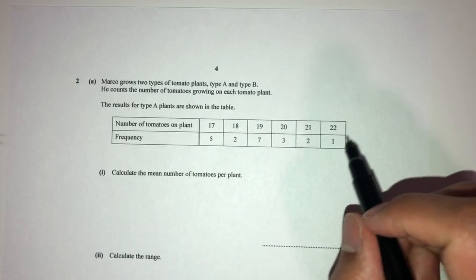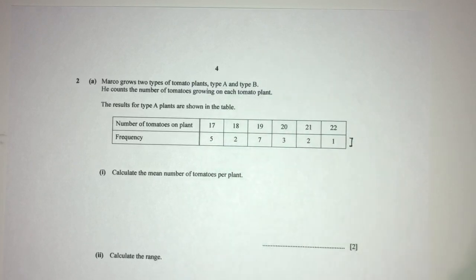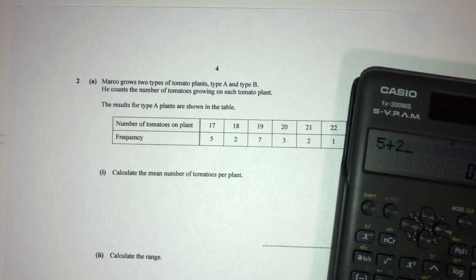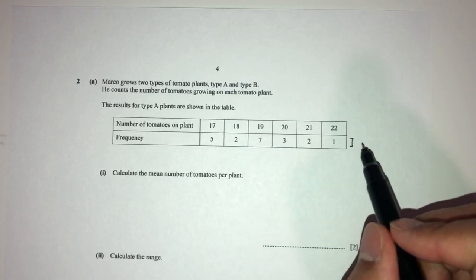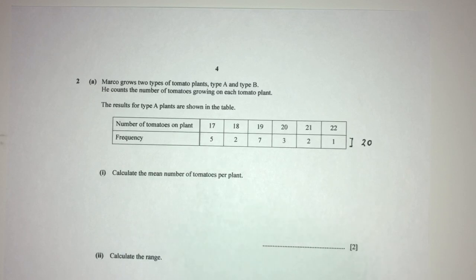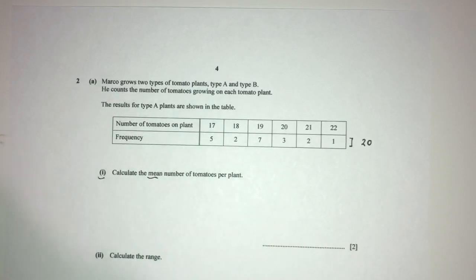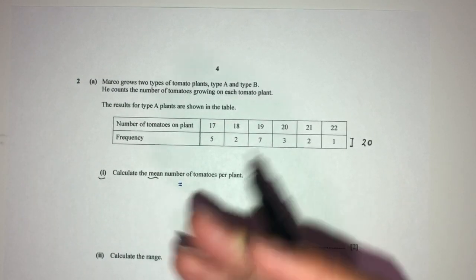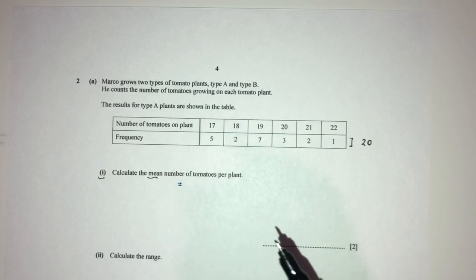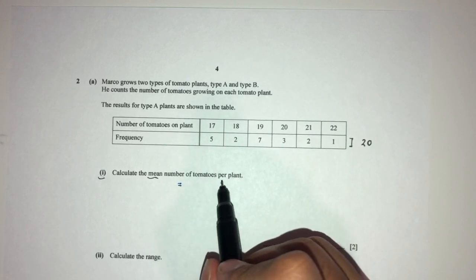Okay, so one question we can ask is how many plants he looked at in total. So 5 plus 2 plus 7 plus 3 plus 2 plus 1. So the number of plants he looked at will be 20. This is the total number of plants he looked at. Now part 1, we have to find the mean number of tomatoes per plant. How do you find mean? We have to find out the total number of tomatoes and then divide by the number of plants.